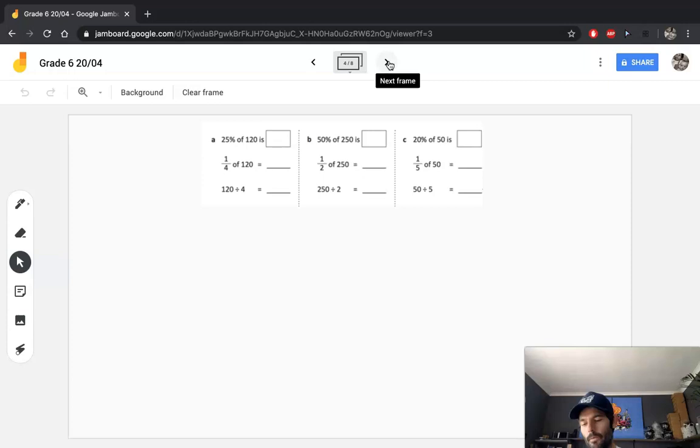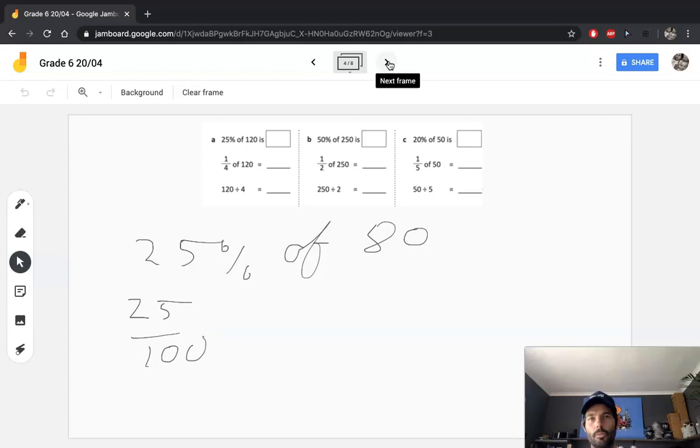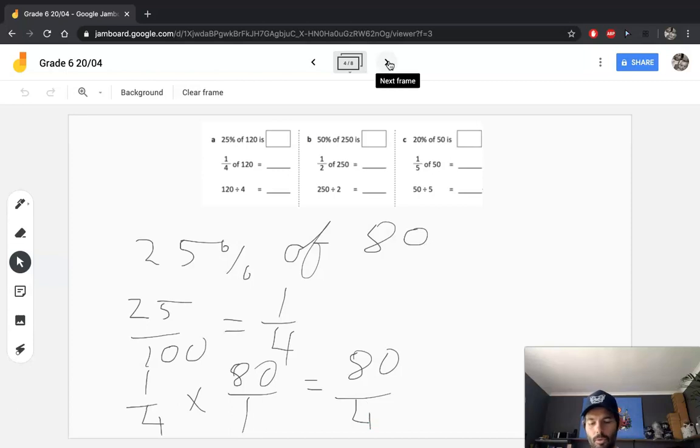We said 25% of 80. First we said 25% was a quarter, because 25 over 100 is 25%, because we know percentage is out of 100. That equals a quarter, and now it's just a quarter of, where "of" is multiply. 80 can be written as 80 over 1, and that's 80 divided by 4, and that gives you your 20.